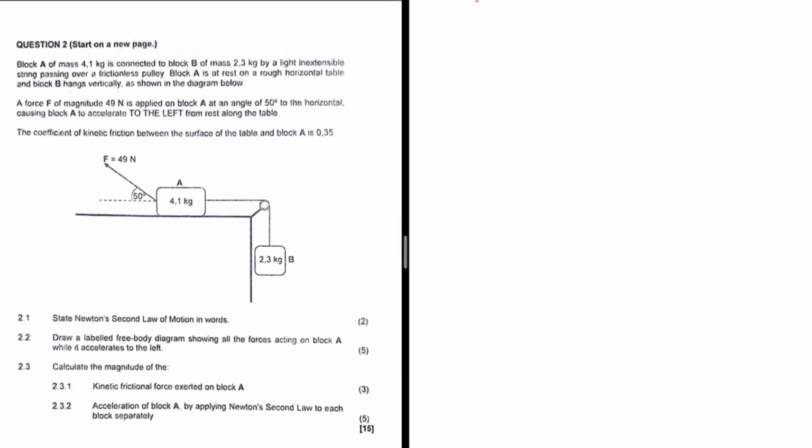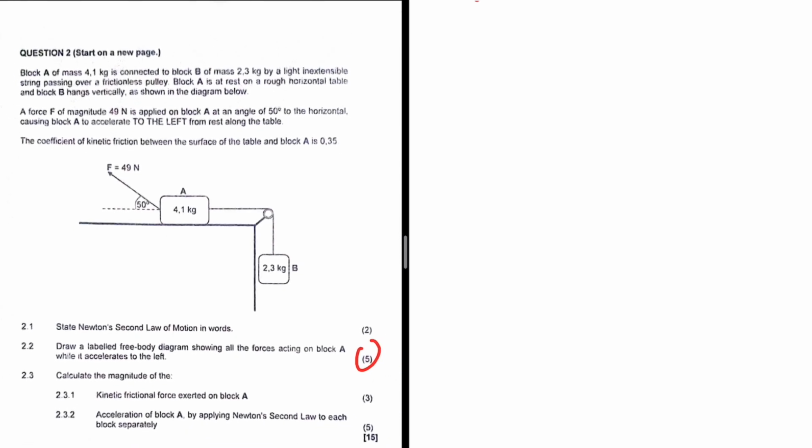999 out of 1,000 times, if you draw a labeled free body diagram that is out of 5 marks, you should be expecting 5 forces on your free body diagram. 4 marks, 4 forces; 3 marks, 3 forces. That is the trend.